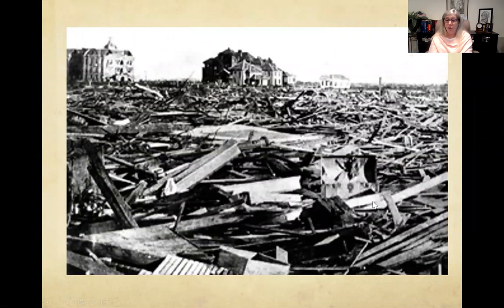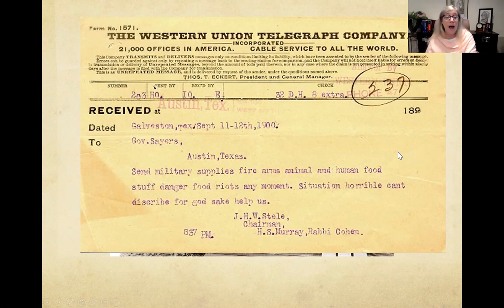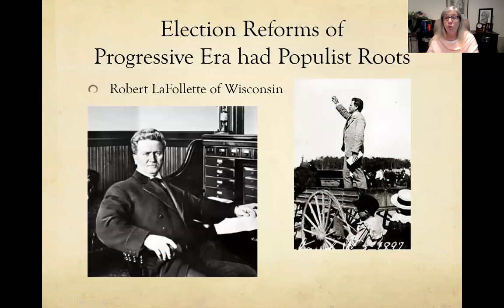And so they're cut off. Their water supply is cut off. Their communications are cut off. And the people are desperate. There's mass casualties and deaths that come out of the hurricane. So the people of Galveston send word to the governor. Look what they're saying: Send military supplies, firearms, animal and human food. Danger, food riots at any moment. The situation is horrible. I can't even describe it. For God's sake, help us. So things are really, really going poorly in Galveston.